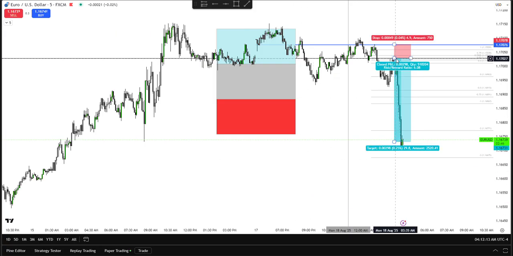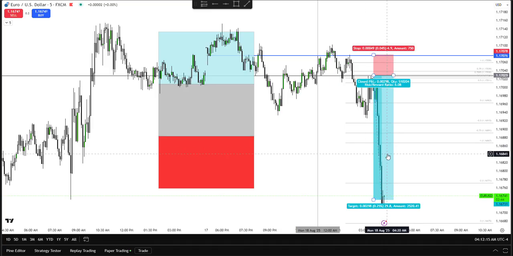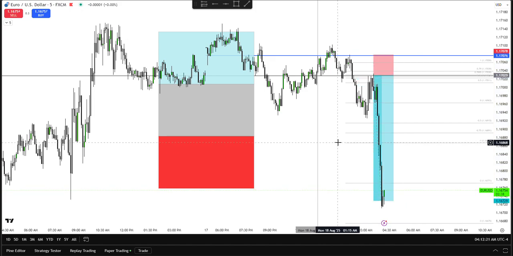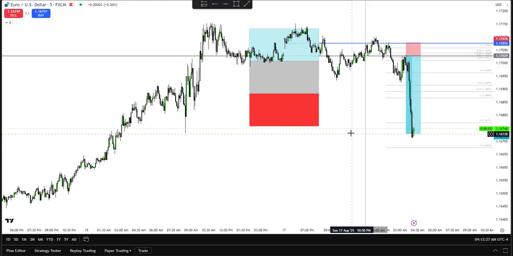But still, absolute beautiful trade. Love to see it. 30 pips pretty much. Quick scalp in the London session. I'm happy with that, and I'll take it.